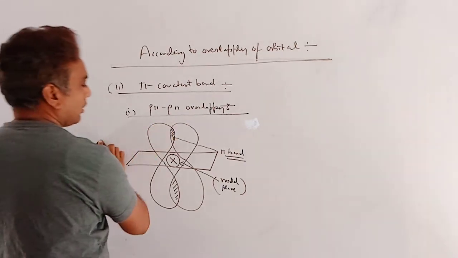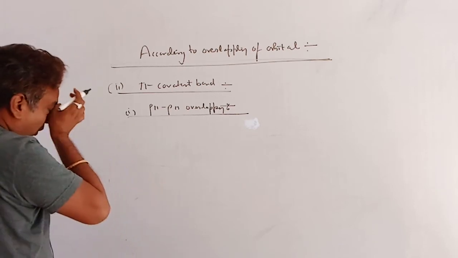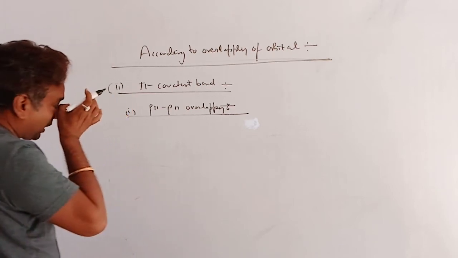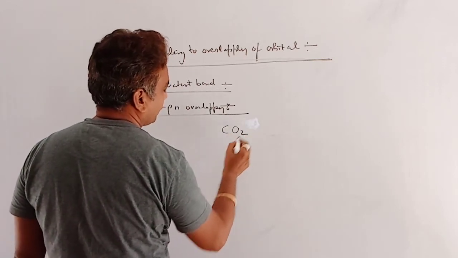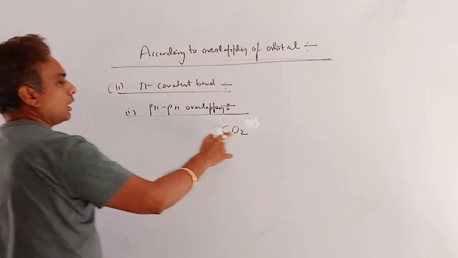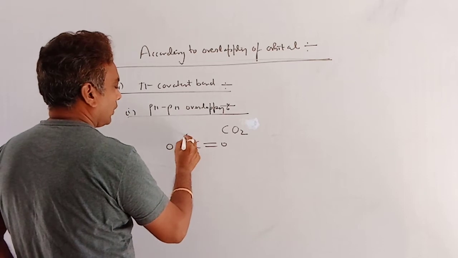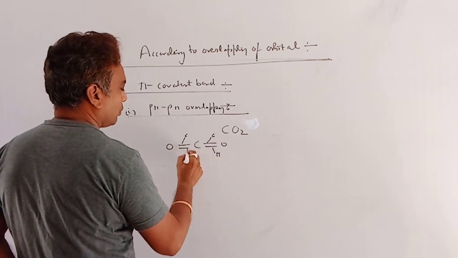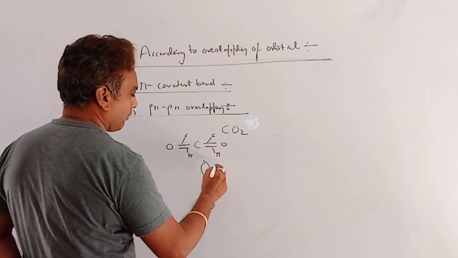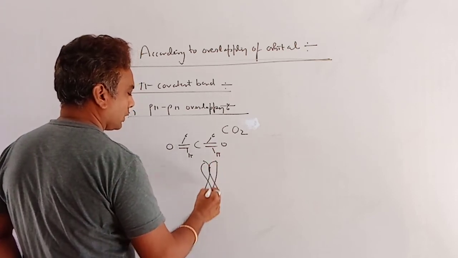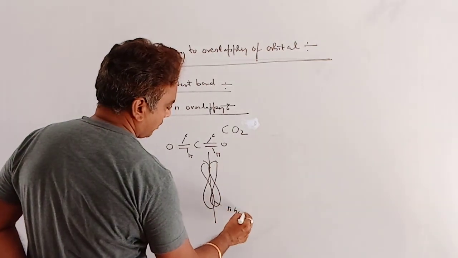Similarly, one example of p pi p pi is CO2. In case of CO2, one is sigma and the remaining two are pi, and in case of pi, one p orbital of carbon overlaps with another p orbital of oxygen. Clear? So here pi bond is formed.